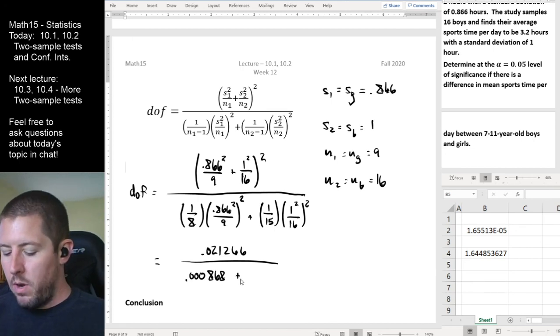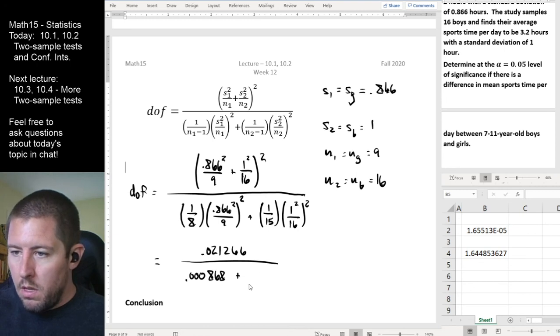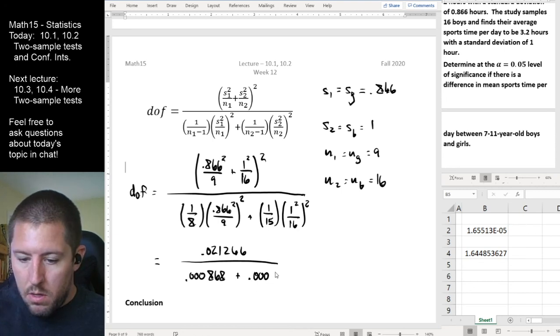And same for the second one, 1/16 squared times 1/15, so dividing by 15 also. And I'm getting another tiny number down here. I'm getting 0.00260.